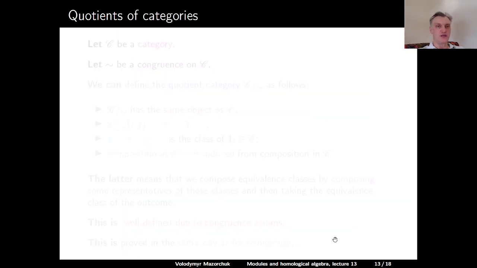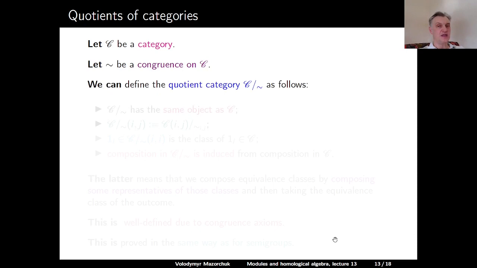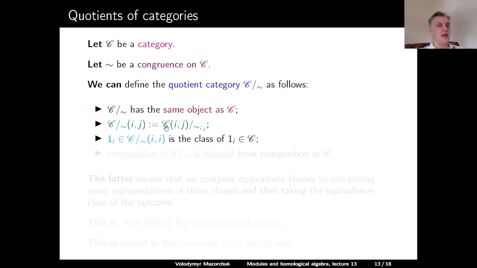Now we can define quotients of categories. So let C be a category, and let ~ be a congruence on C. We can define the quotient category C modulo ~ as follows. This category has exactly the same objects as C, and for two objects i and j, we define the morphism space from i to j in this quotient category as the quotient of C(i, j) modulo ~ij, the equivalence relation on this set. We define the identity morphisms in the quotient as the equivalence class which contains the original identity morphism in C.